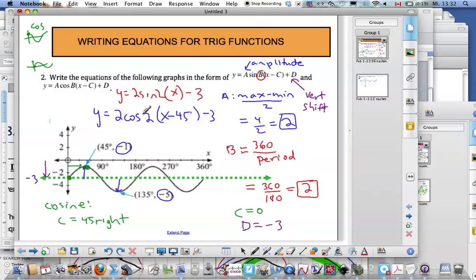And there you go. You can graph it on your GDC, set the window, and see that it graphs the same. Good. One more? One more. Let's go.